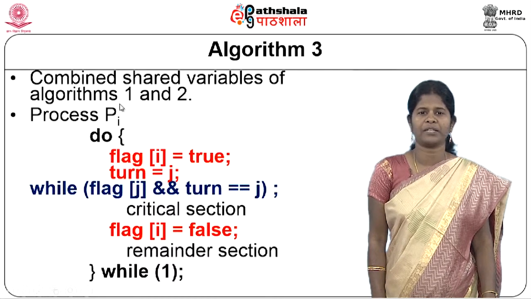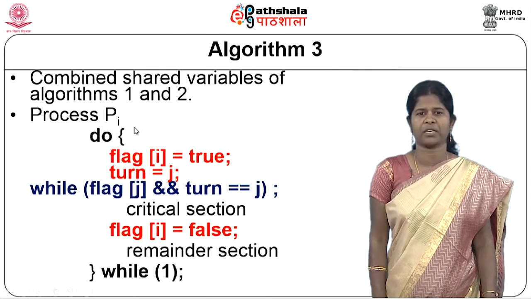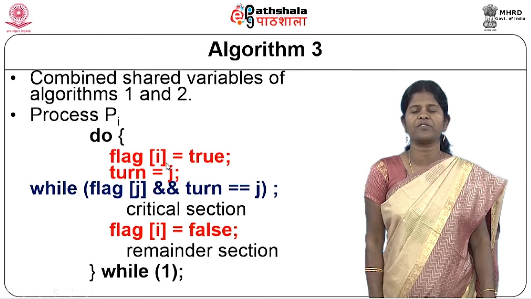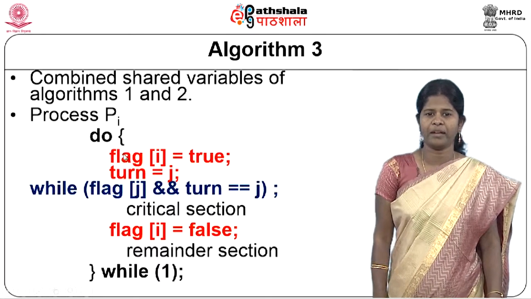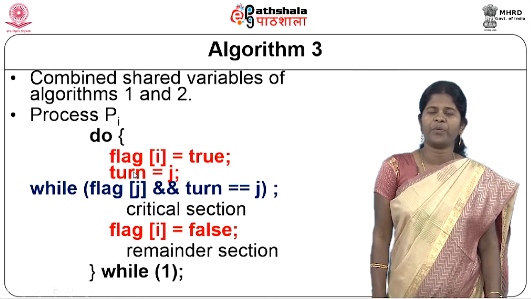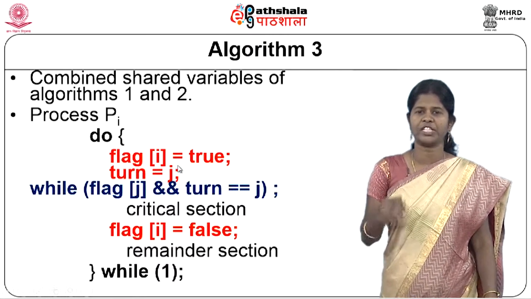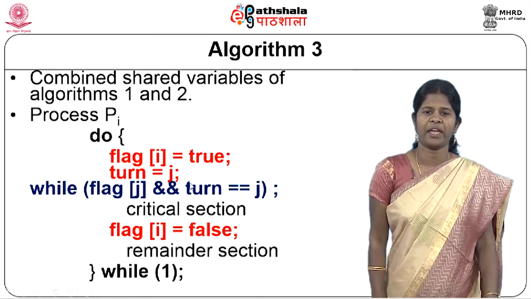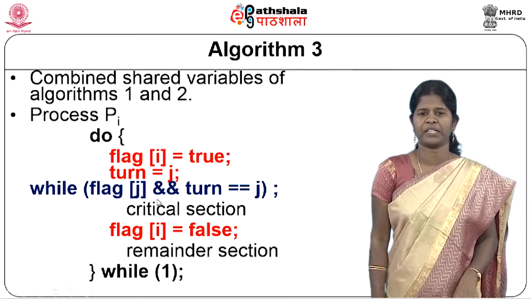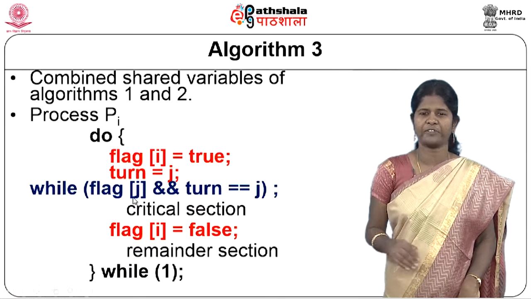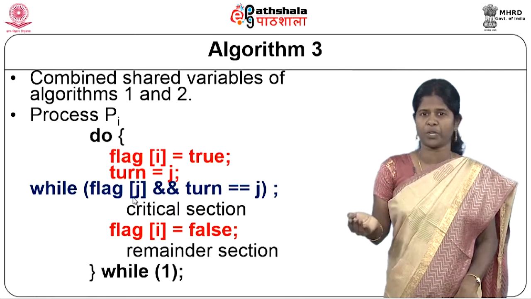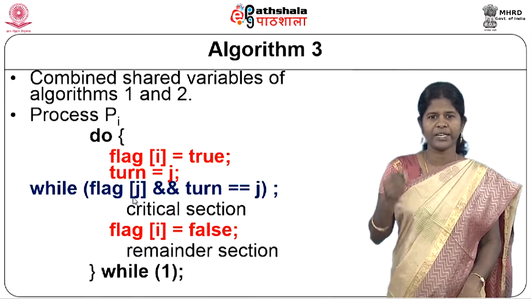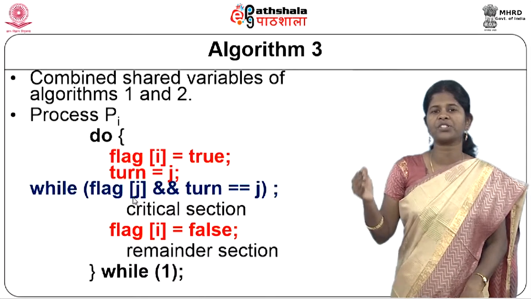Say this is the code for process Pi. Assume P0 is executing this code. So, P0 will execute this code and set flag of 0 to be true, and then it changes the value of variable turn equal to j, that is, it changes it to 1, and then checks if flag of j is true and turn is equal to j. What is flag of j? Flag of j is the flag value for the other process. So, here the next process is P1. So, it checks if flag of 1 is true.